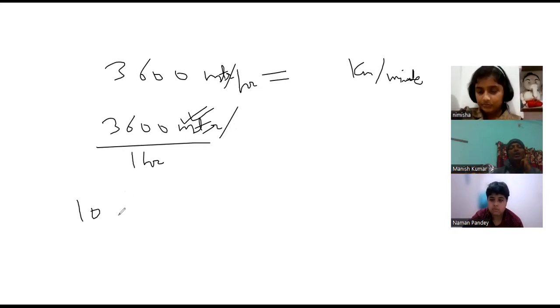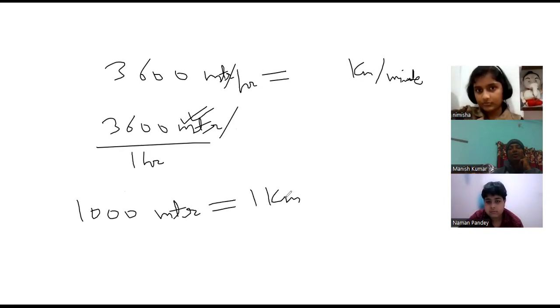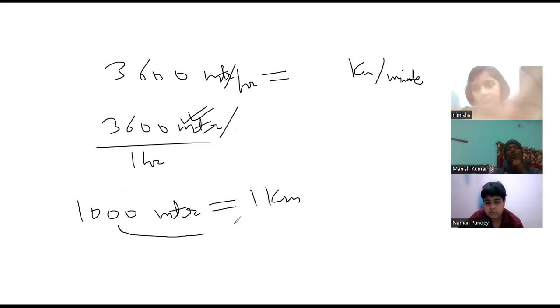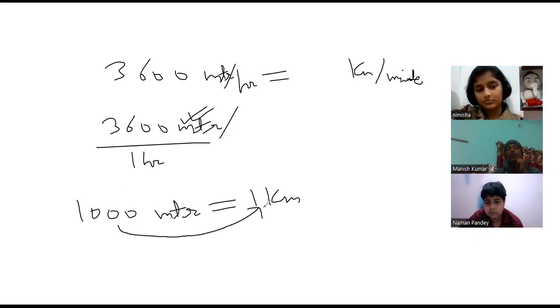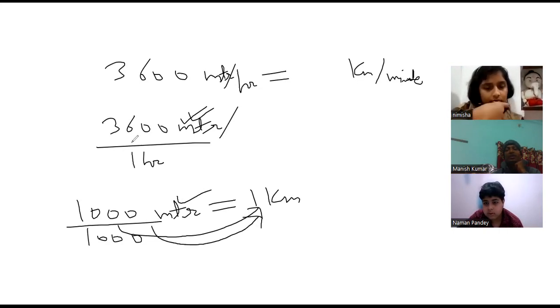See, we know that 1,000 meters is equal to 1 kilometer. I already told you to do it like this if you are confused. Now from meter to kilometer, how did we get here? By dividing by how much? By 1,000, then only we can get one. It means when meters is divided by 1,000, it is automatically converted to kilometer. That means if there are 3,600 meters, to convert it to kilometer, we will have to divide it by 1,000.